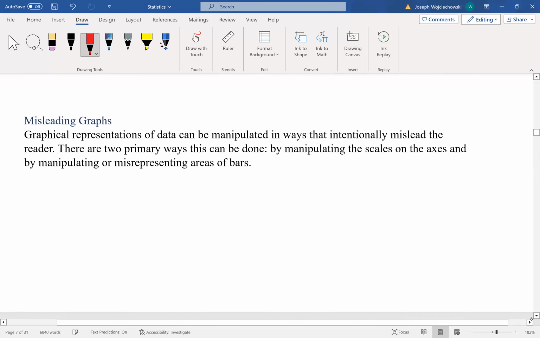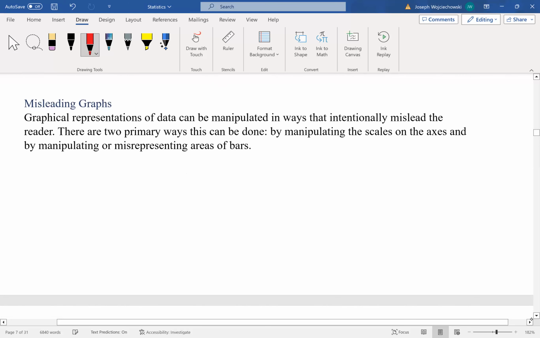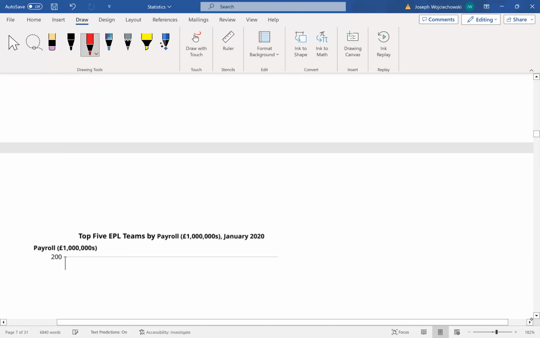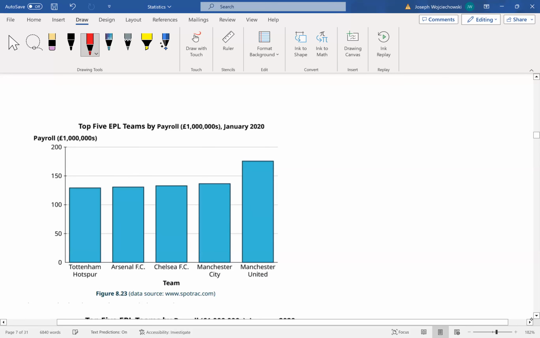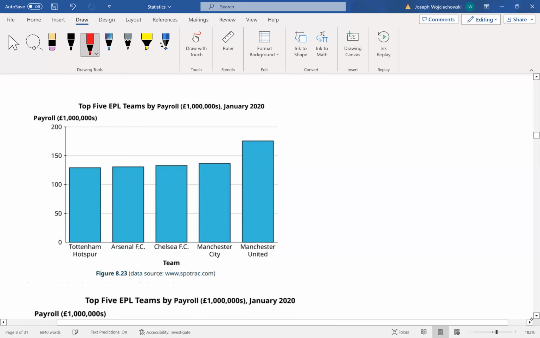Okay, then we have an issue with graphs. Graphical representations of data can be manipulated in ways that intentionally mislead the reader. There are two primary ways this can be done: by manipulating the scales on the axes and by manipulating or misrepresenting areas of the bars. So here we have top 5 EPL teams by payroll for January 2020. Looks pretty simple. Looks like these 4 are pretty much the same.